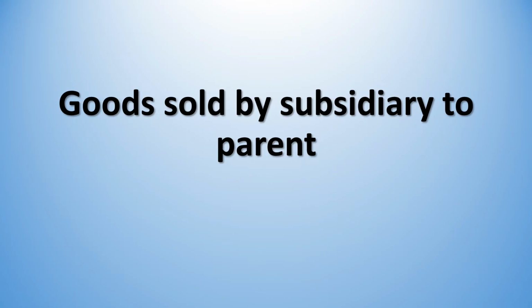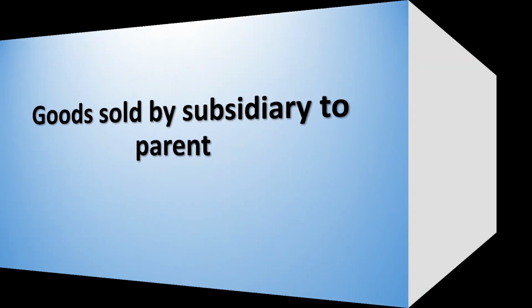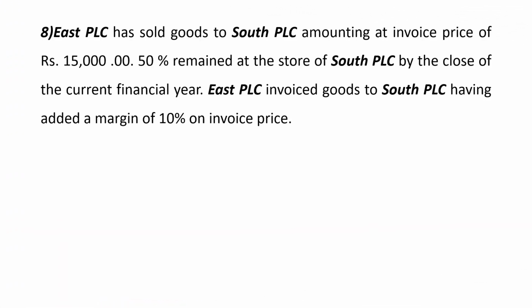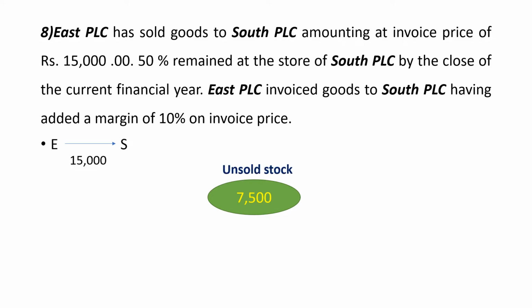Let's look at how we are going to treat goods sold by subsidiary to parent. It says that East PLC has sold goods to South PLC amounting at invoice price of rupees 15,000, which means the subsidiary sold goods to parent, which is worth 15,000. This type of sales is known as upstream sales, and it says 50% remain at the stores of South PLC. So 7,500 is the unsold stocks.